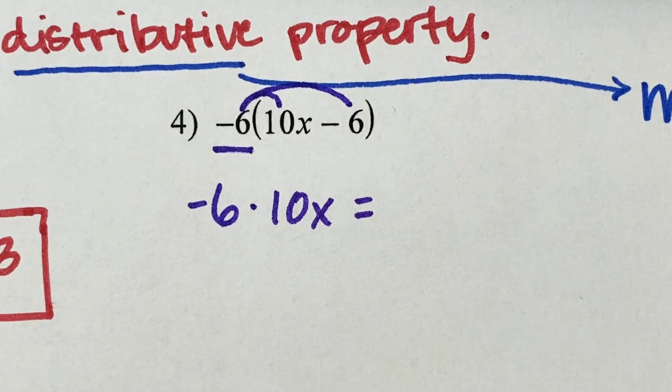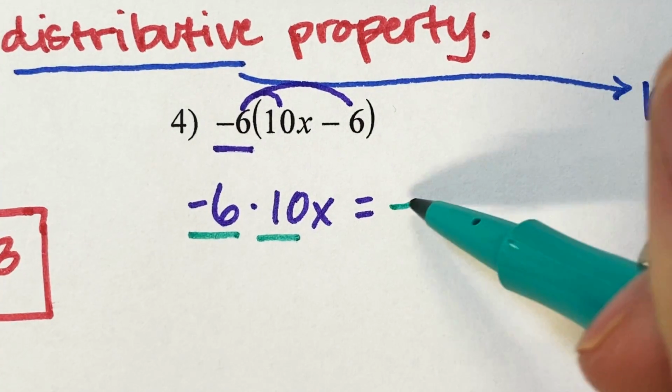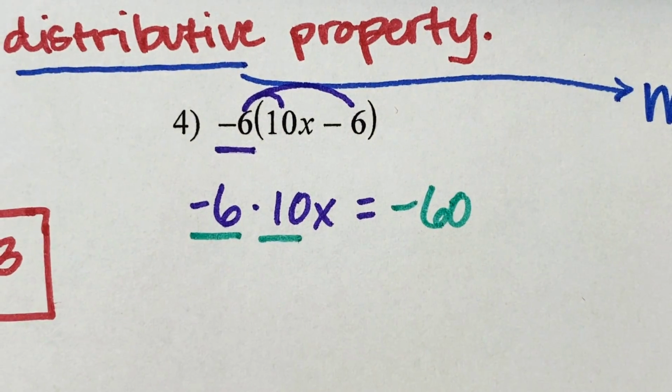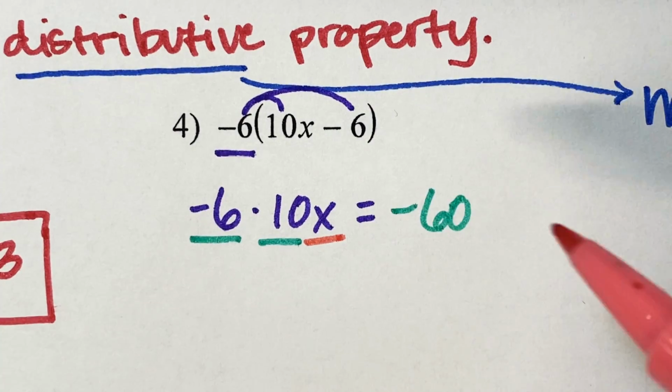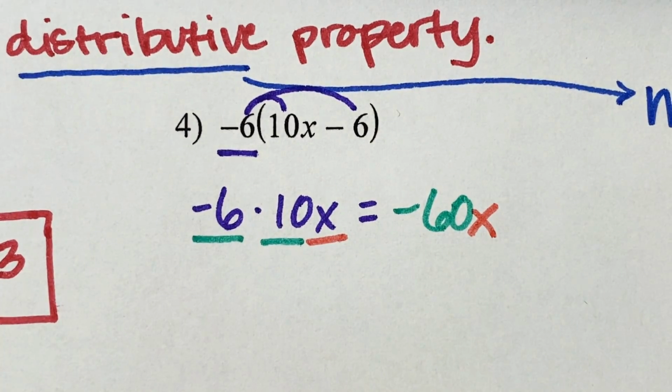Okay, and let's take this one step at a time. So we have negative 6 times 10. What is that going to give me? Negative 60. Okay, and then how many x's were being multiplied? Just that one, so negative 60x.